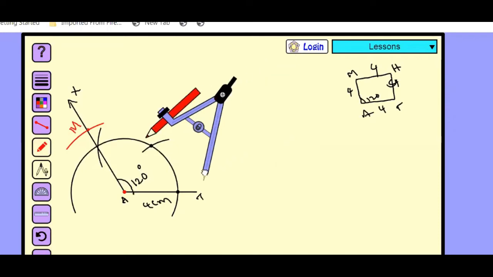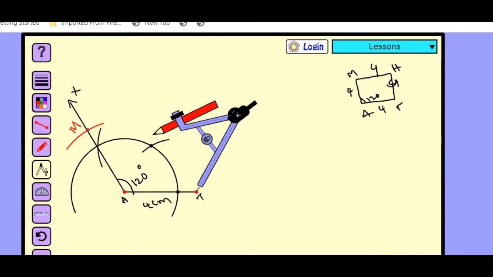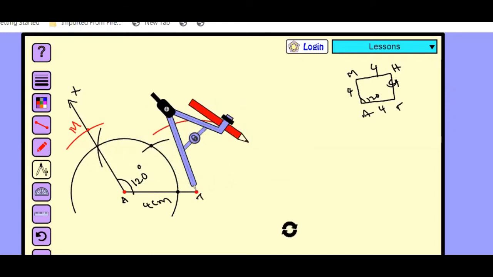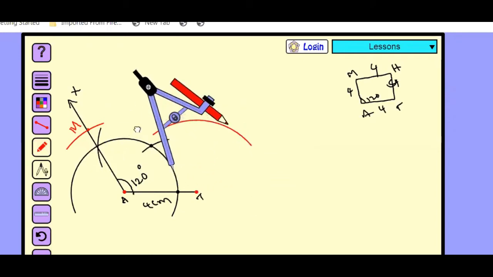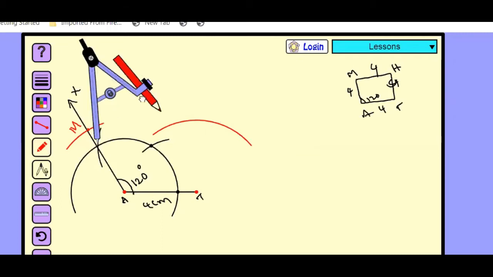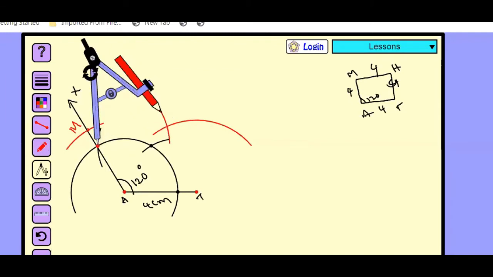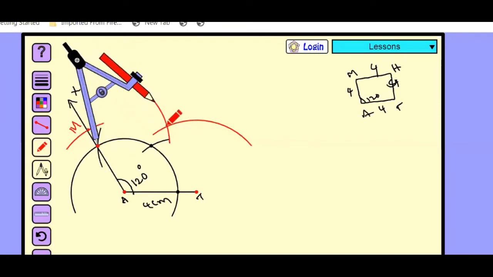and with the center T, draw an arc again with the same radius. I'm not changing any radius. Why? Because all the sides are equal. So with M as the center, with the same radius, draw another arc which cut the previous arc at point T.